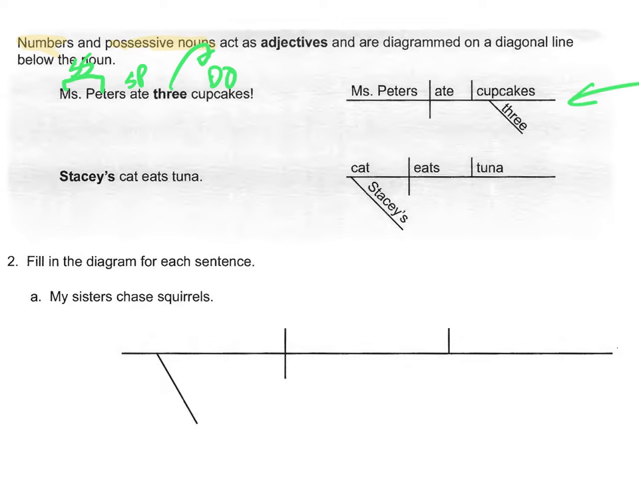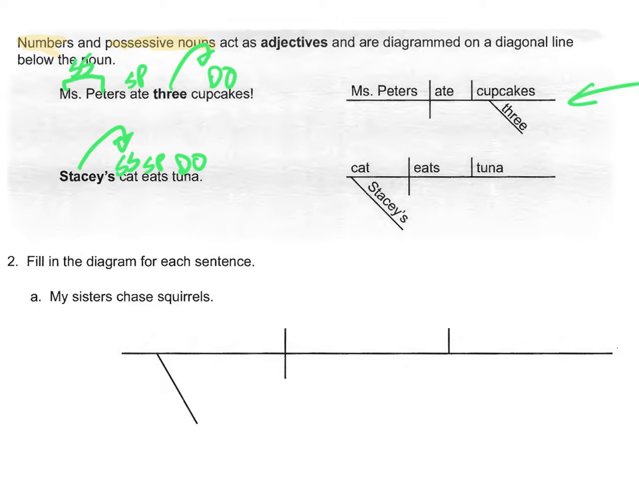Stacy's cat eats tuna. Who or what is this about? Many people would say it's about Stacy, but that's not true. It's about her cat. The cat is the simple subject. What does the cat do? It eats. What does it eat? Tuna. Now, whose cat or which cat? Stacy's.